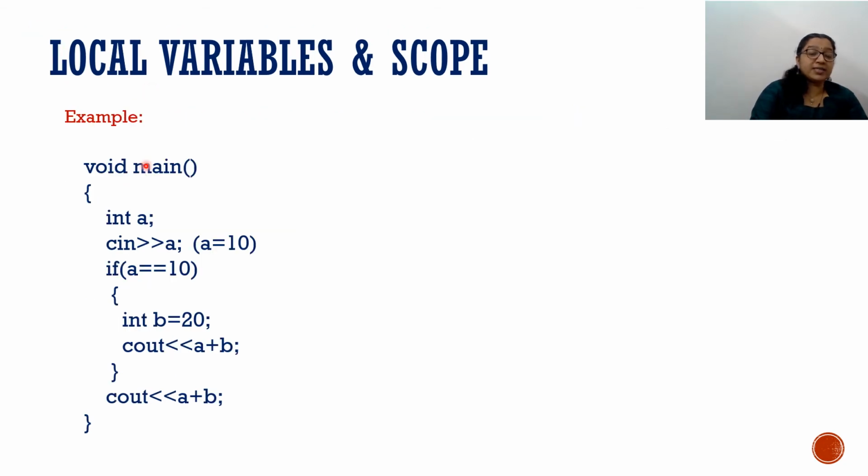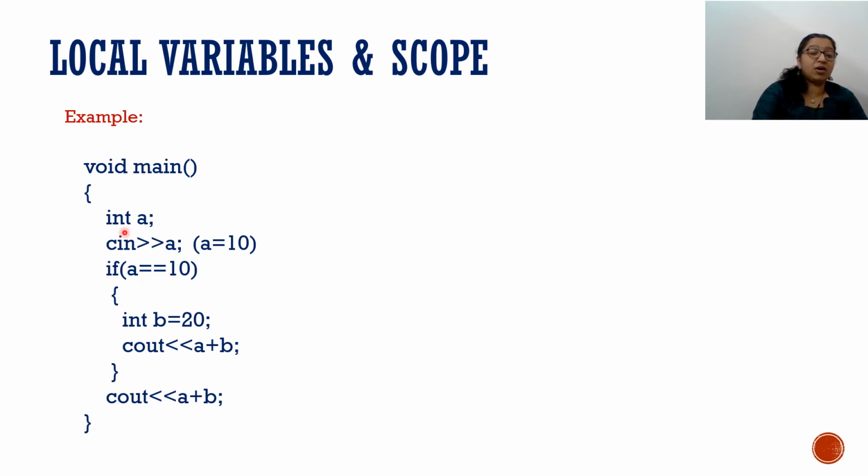See, one more example is there. It is very important. Only main is there. See, int a variable declared and in a we are inputting a value. Just imagine a is 10, and if a is equal to 10, here another block we started. Block means brace open and brace close. So inside that block, int b is equal to 20. So we declared one more variable there, b. Cout a plus b. So we are printing the value of a plus b. Then outside that block, cout a plus b is there.